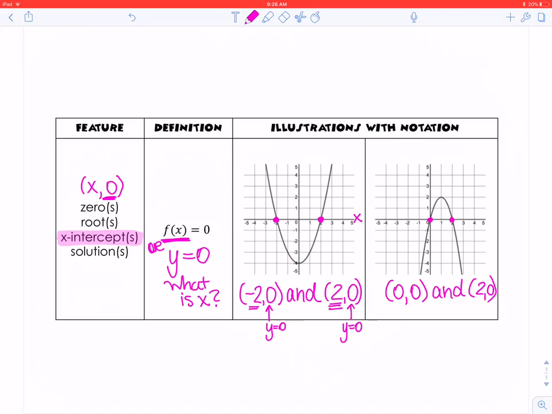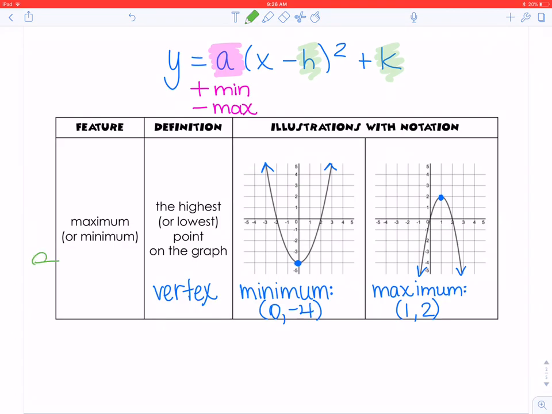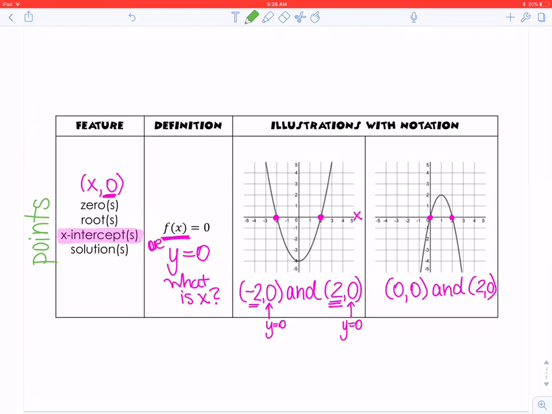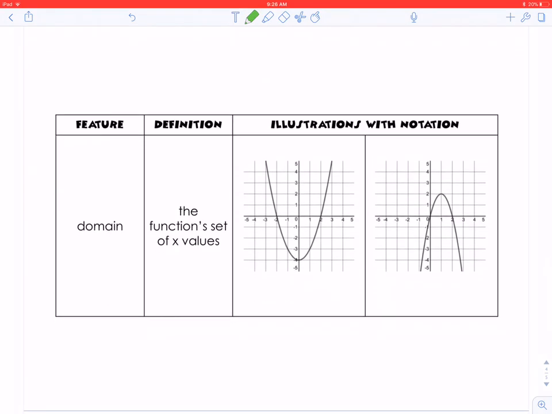Okay, so one thing that you might want to note is that these first two features are both points. If we are looking for our zeros, you're giving me an ordered pair, x, y ordered pair. If you are talking about your max or min, that's also a point, an x, y ordered pair. So those first two are actual points on your graph. Now, for our next two, you might want some highlighters or some colored pencils to kind of help you visualize this. Okay, let's go on to domain, feature number 3.